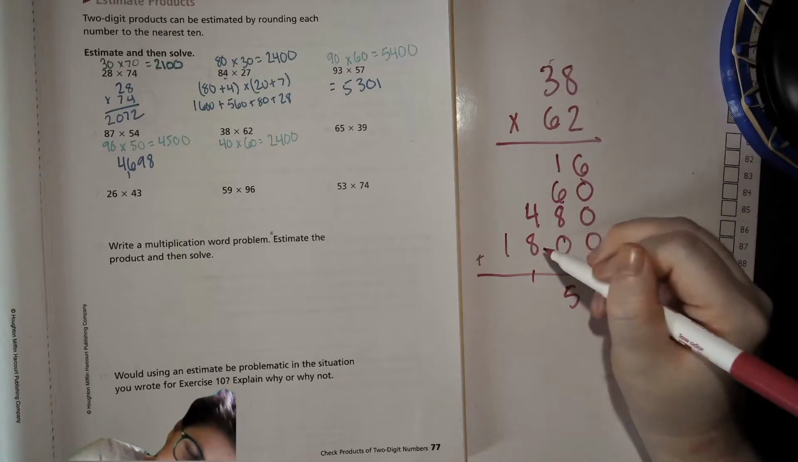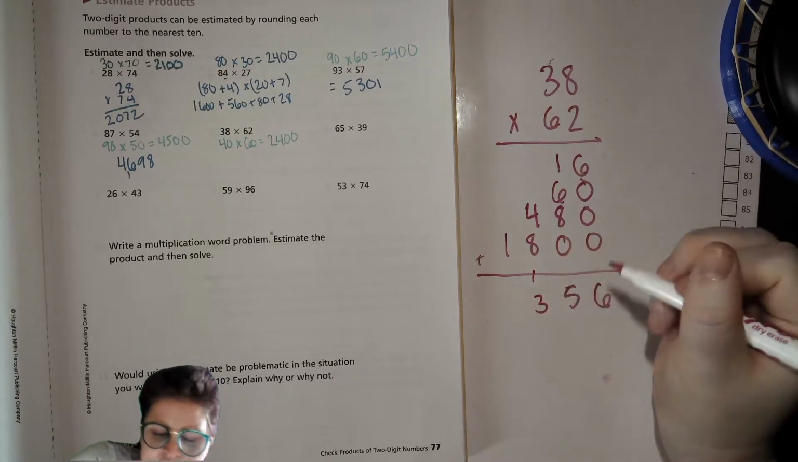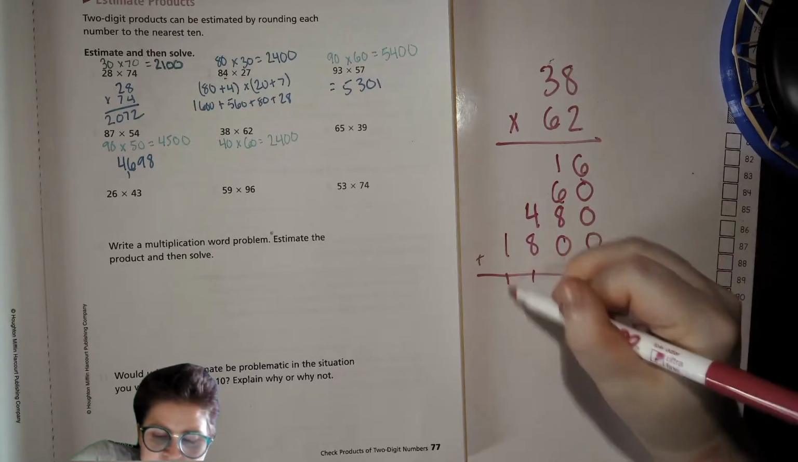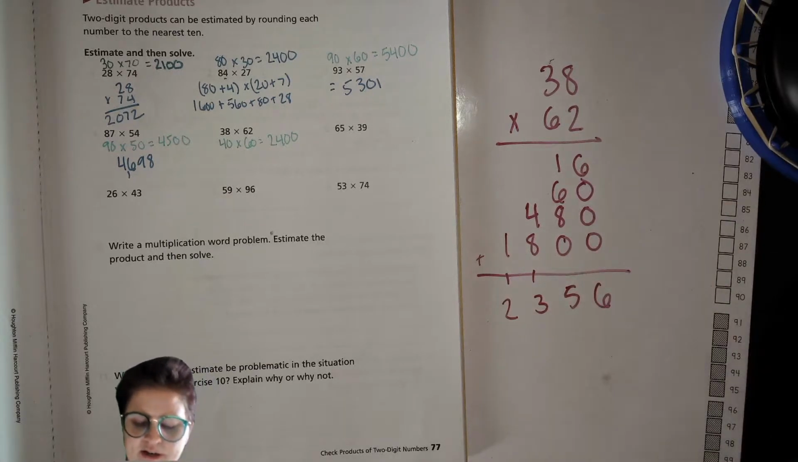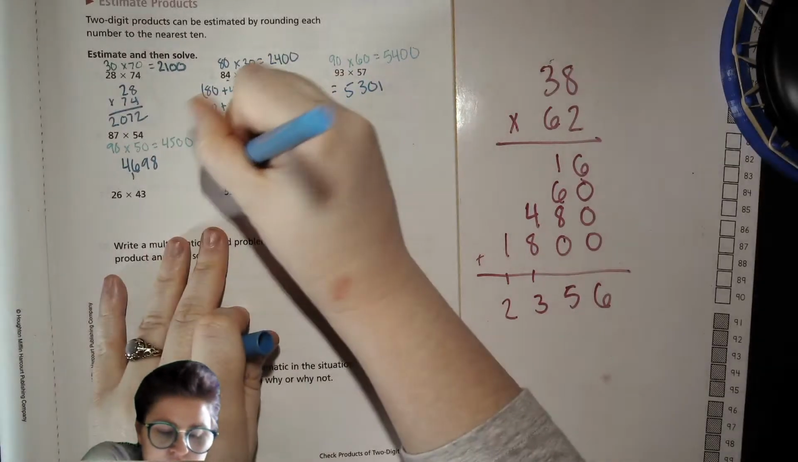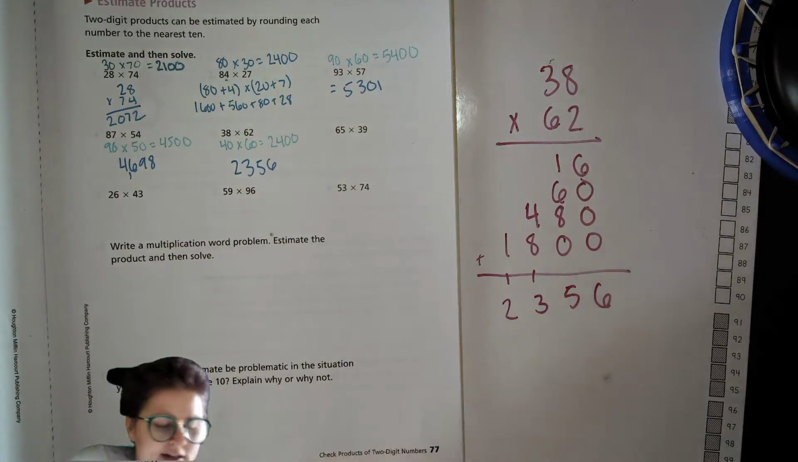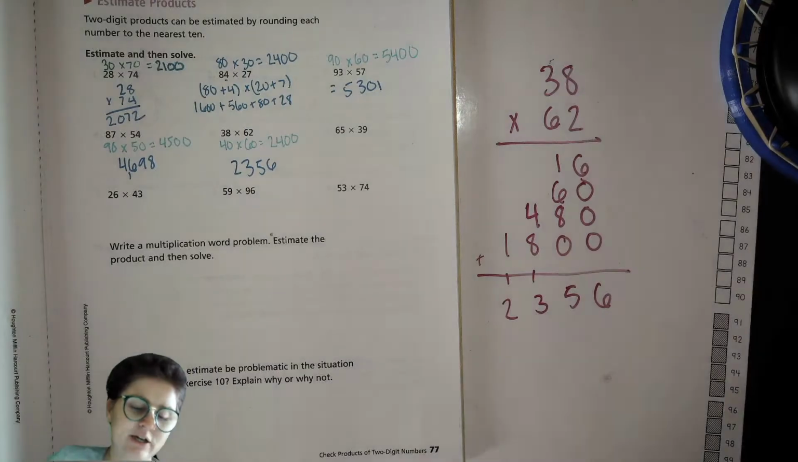4 plus 8 is 12, so 13. So we're at 2,356. That's pretty close to our 2,400 estimation. So 2,350. I like these two blues together. It's pretty, like the ocean.